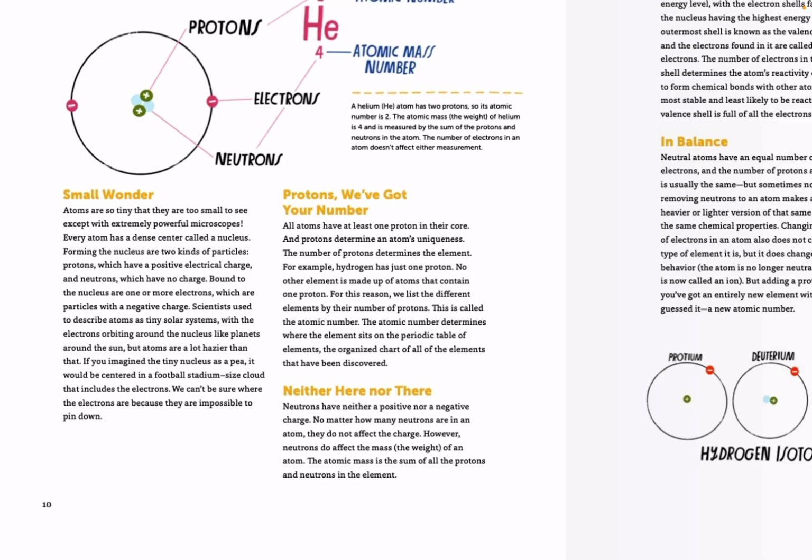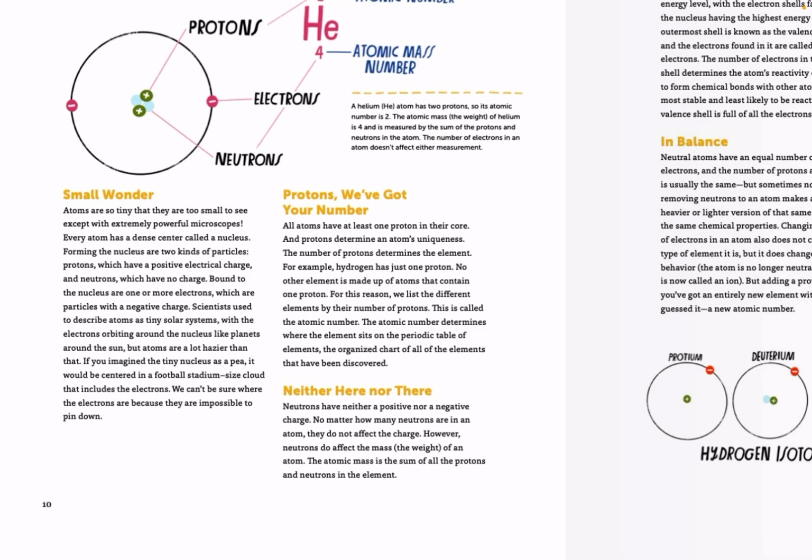Scientists used to describe atoms as tiny solar systems with electrons orbiting around the nucleus like planets around the sun. But atoms are a lot hazier than that. If you imagine the tiny nucleus as a pea, it would be centered in a football stadium. A cloud surrounds it that includes the electrons. We can't be sure where the electrons are because they're impossible to pin down.